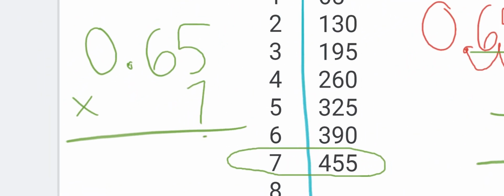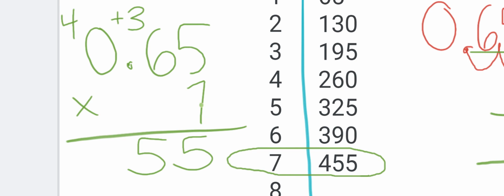7 times 5 I know is 35. 7 times 6 I know is 42. Then I have to add 3 more, 42, 43, 44, 45. I have to put down the 5, carry the 4. Lastly, 7 times 0. I know anything times 0 is 0. And I have 4 more.